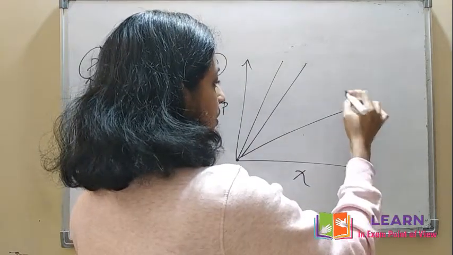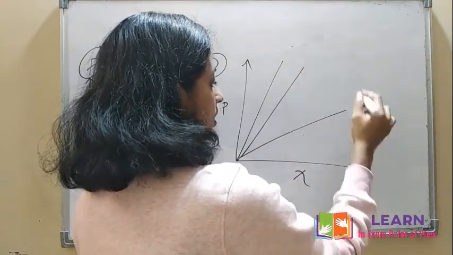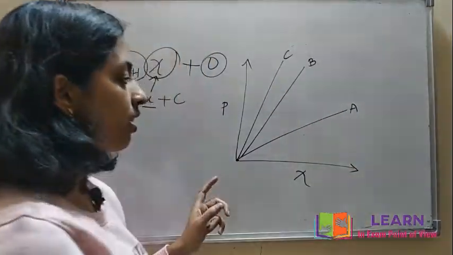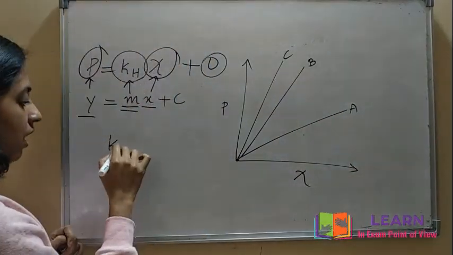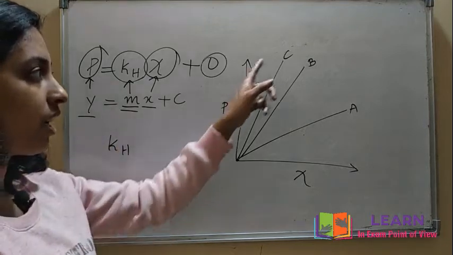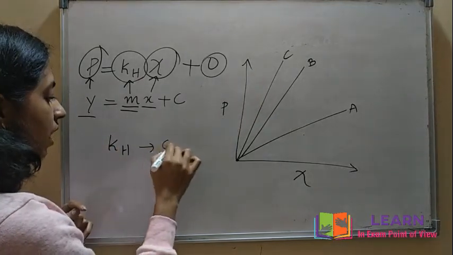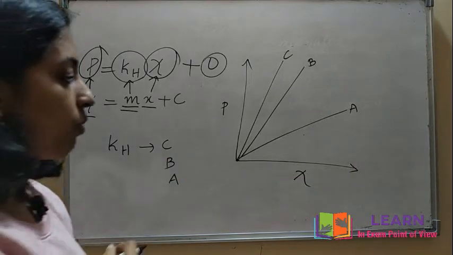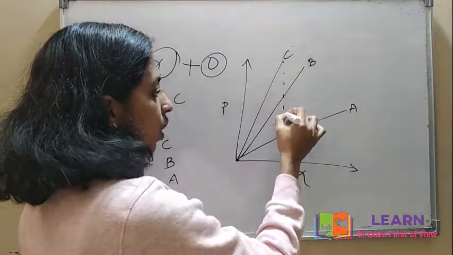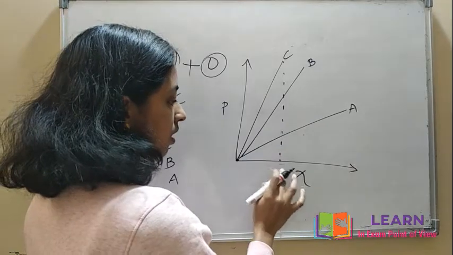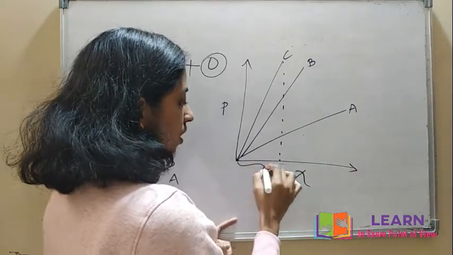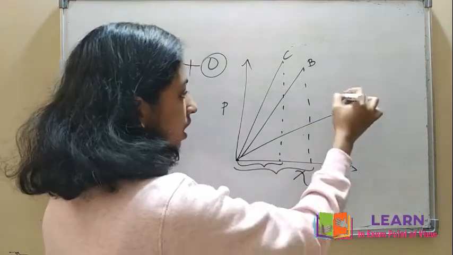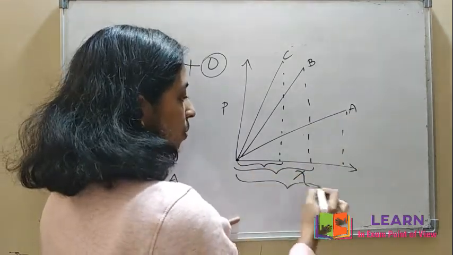Assume there are so many solute particles in a gas, that is different gases, let A, B, C, and slope is what here, KH, right? And here KH is high for C, right? Then comes B, then comes A. Then what about the solubility? How much it is soluble? Looking the mole fraction, this much for C, and this much for B, and this much for A.